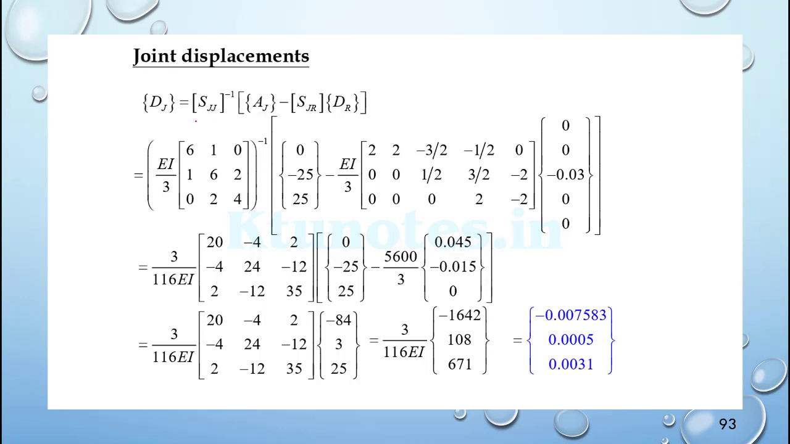And the joint displacement Dj is equal to Sjj inverse into Aj minus Sjr into Dr is equal to EA by 3 into this value, which will be Sjj, then inverse into Aj will be this value, minus Sjr into Dr, with a support settlement of 30 mm. Then it will give you the value of joint displacement as this.